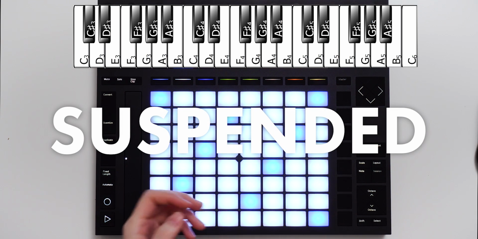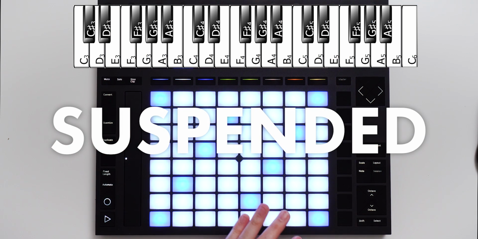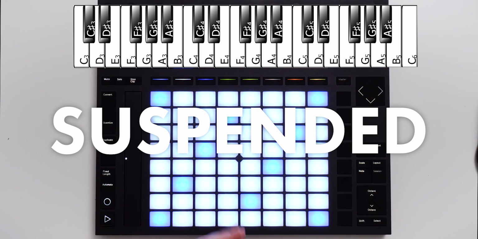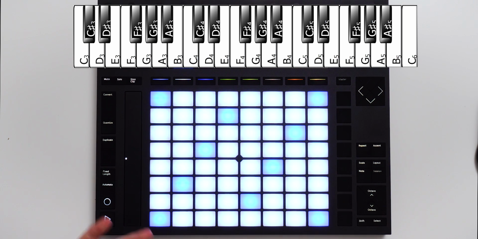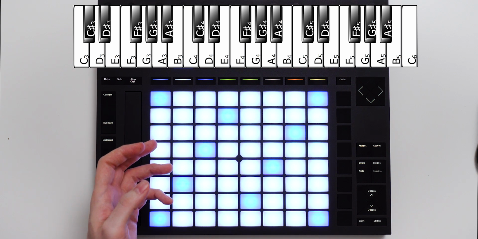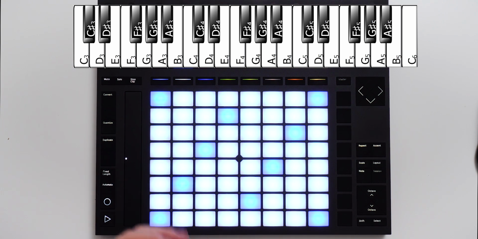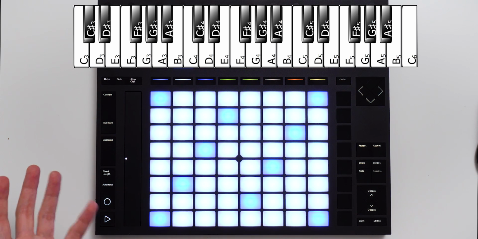Now let's go to suspended. Suspended 4, which is what people call suspended, and suspended 2. So these chords feel like they want to resolve to something. So it can be very interesting to add them to your music. So if you don't know them by name, don't get intimidated.